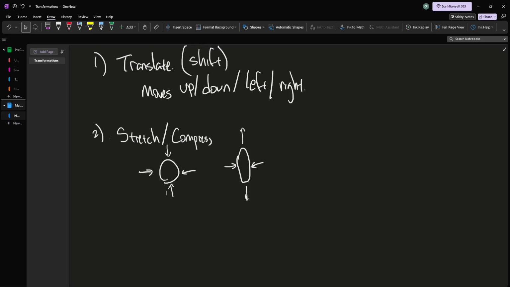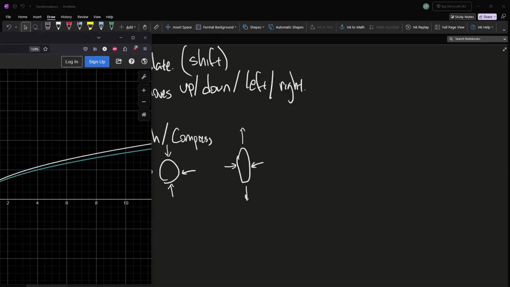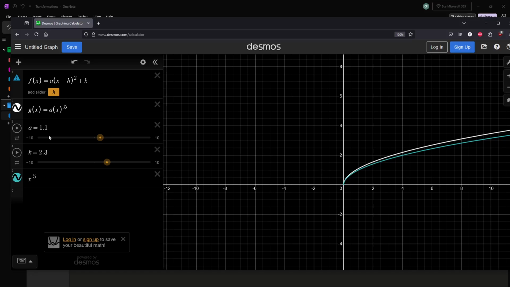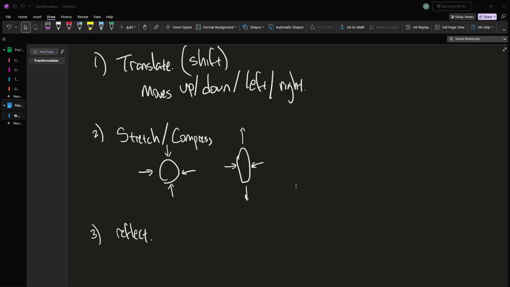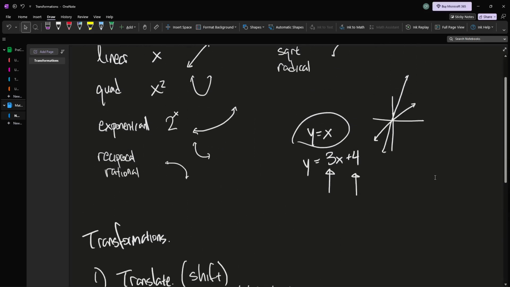The last thing that we can do with a graph for now is reflect. We saw a little sneak peek, but now my reflection, if I shift it, I see that now I'm inverted. I reflected across the x-axis. There are many types of reflections, but for now what we're going to focus on is reflecting across the x and y axes. We're reflecting it.